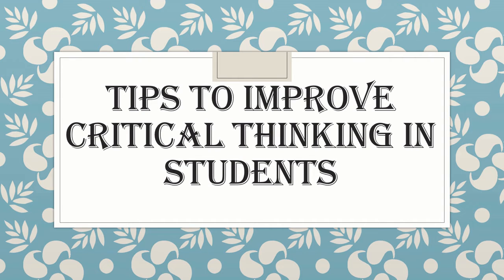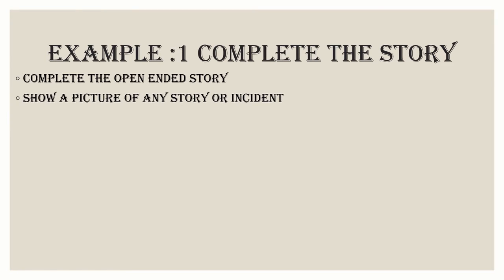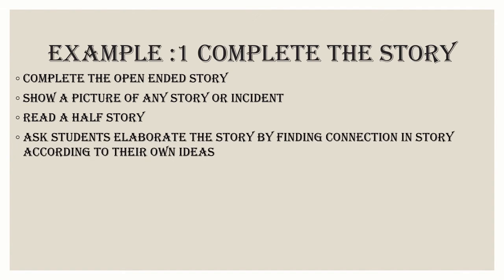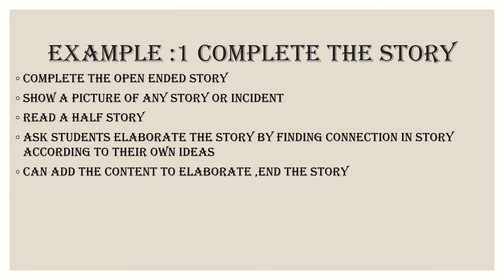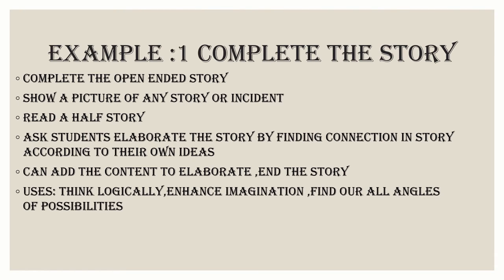Now, I'll discuss a few examples. Try these with your students in your class to enhance critical thinking. Example 1: Complete the story. Complete the open-ended story. Show a picture of any story or incident to your students, or read a half story to them. Ask students to elaborate the story by finding connections according to their own ideas. Students can add content to elaborate the story and give it an end.